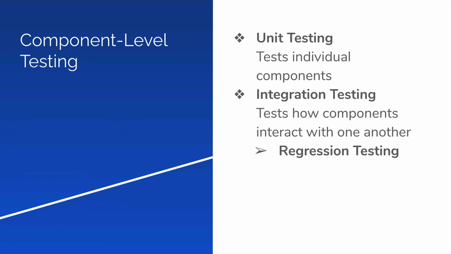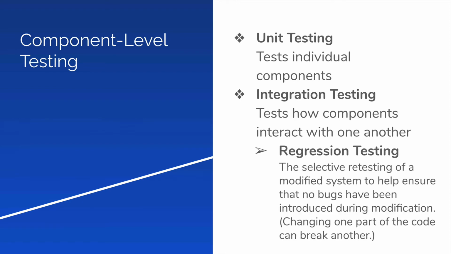There are usually a set of tests that developers are asked to run before they're allowed to check in new code into the main repository. There may be a more comprehensive suite of regression tests that's run daily, often at night when the system's not being modified as much. Every place will have their own convention. In Pressman's words, regression testing is the selective retesting of a modified system to help ensure that no bugs have been introduced during modification.